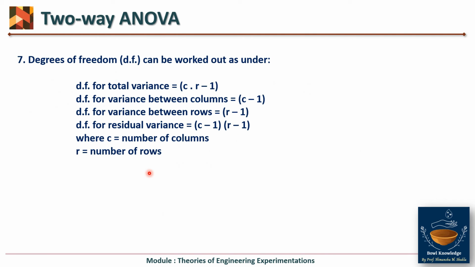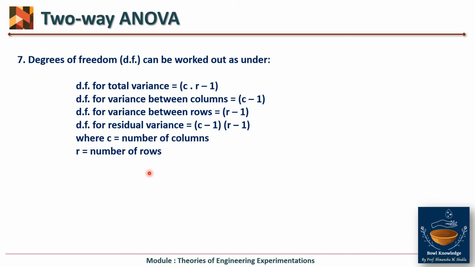Then degree of freedom is altogether a new game here. It is not so simple like k minus 1 and n minus k, because here are two factors at a time. So यहाँ पे rows की भी बात होगी, columns की भी बात होगी, residual की भी बात होगी. तो क्या होगा, पहले degree of freedom for total variance. So it is c into r minus 1. So c and r stand for column and row.